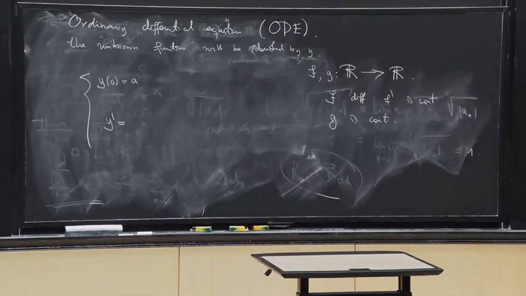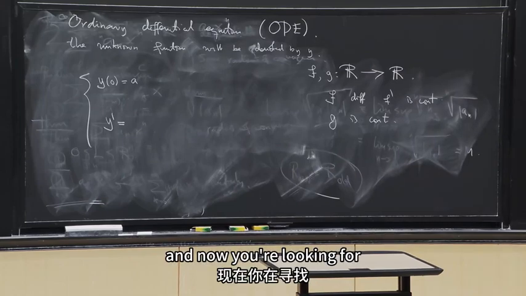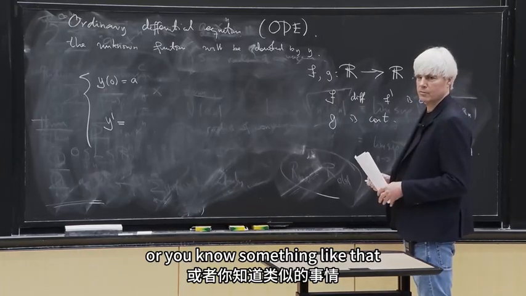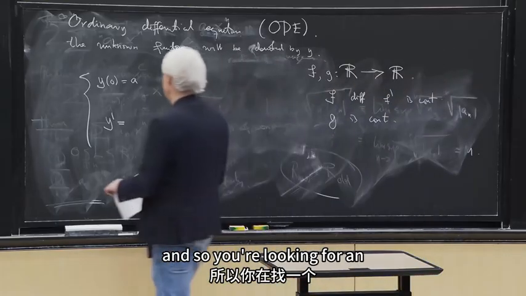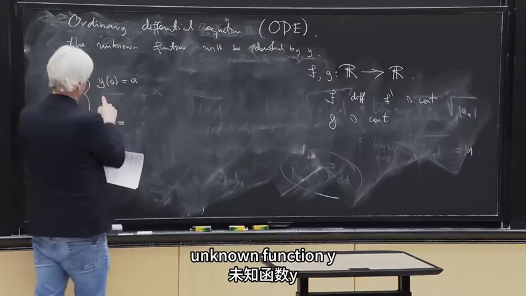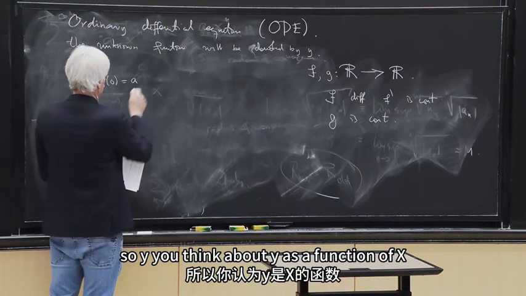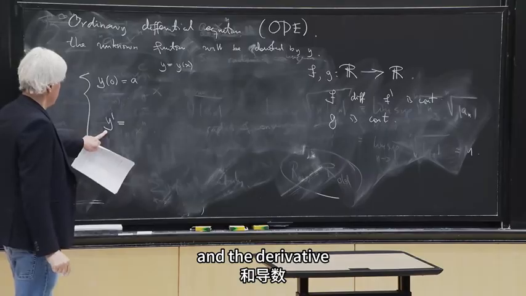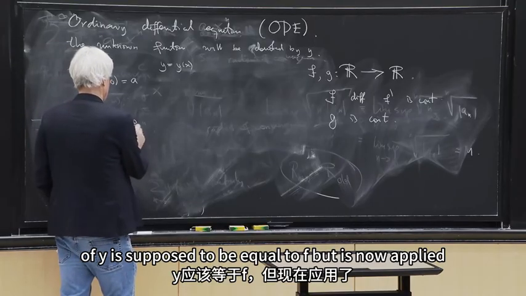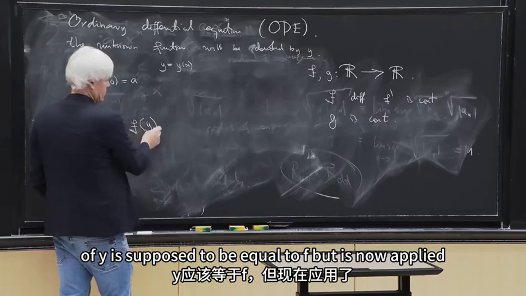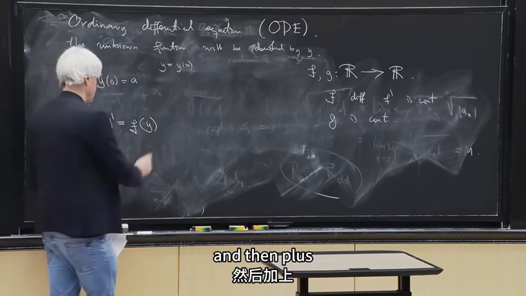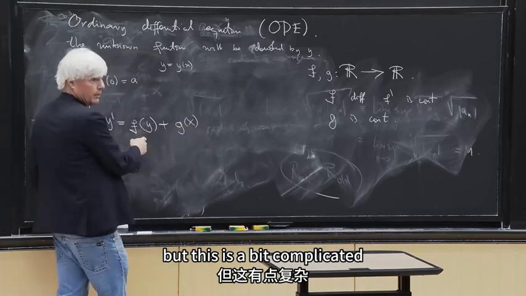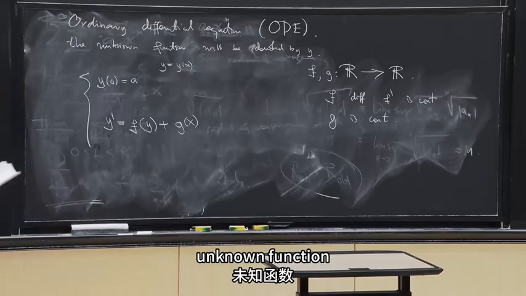But in principle, they're given. And now you're looking for, but it may be very, very complicated. Maybe f is sine, or something like that. And so you're looking for an unknown function y. You think about y as a function of x, and the derivative of y is supposed to be equal to f, but now applied to this unknown function, and then plus g of x. So this here is much more tame, but a bit complicated because it involves the unknown function, okay?